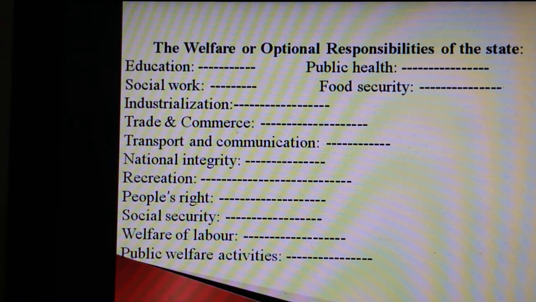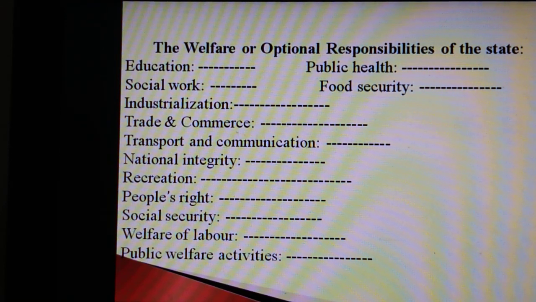Next point, industrialization. Economic development of any state depends on industrialization. Establishing new industries, providing logistics support and loans to the entrepreneurs for setting up big industries, and establishing industrial zones are important optional functions of a state.